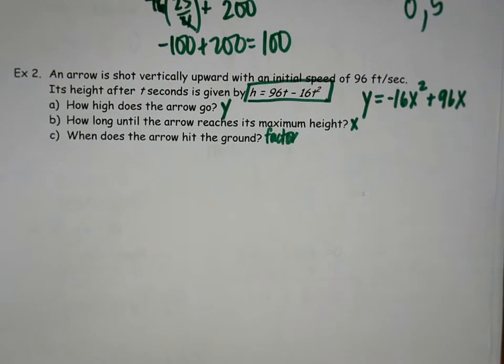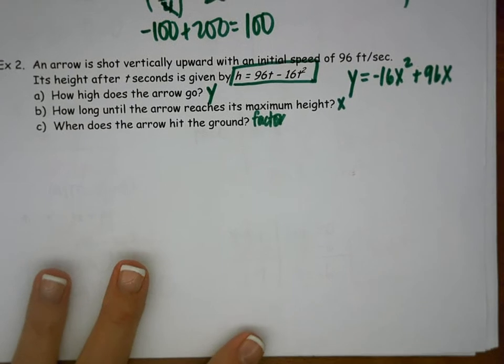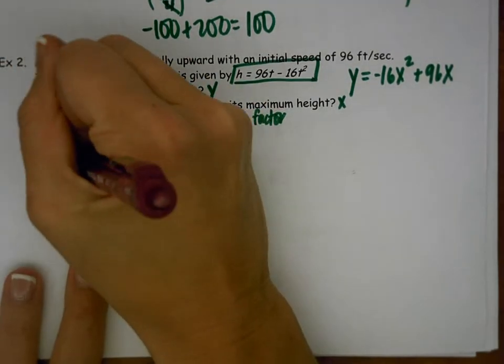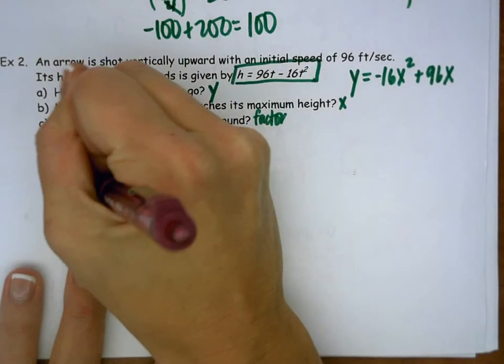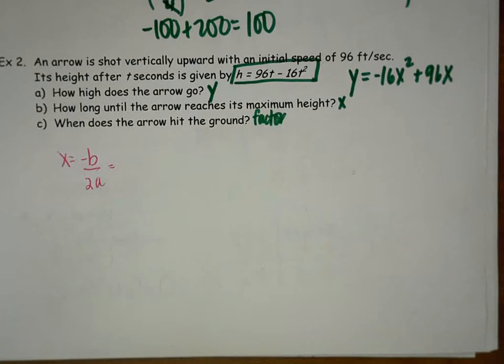Okay, so how do I find the x value of the vertex? You know what? I'm just going to go, yes, x equals negative b over 2a, and I'm going to let you guys finish this on your own. When you get your answers, raise your hands, and I will come and check them.